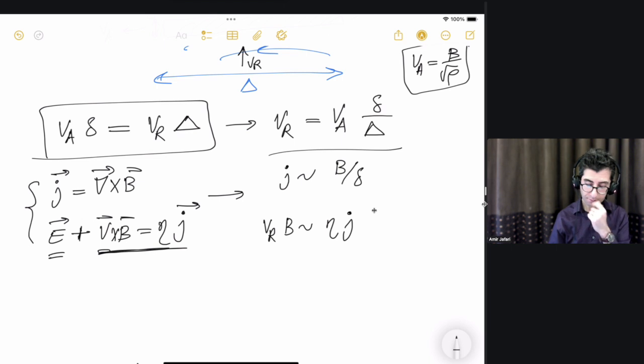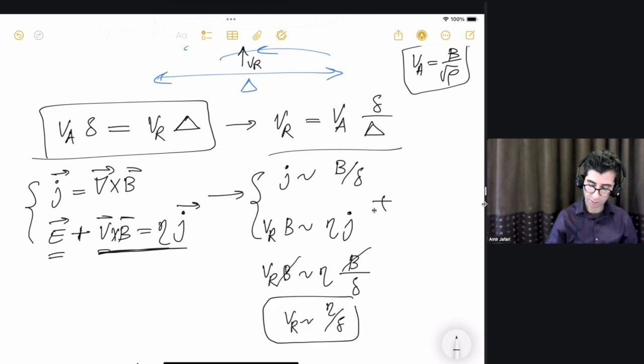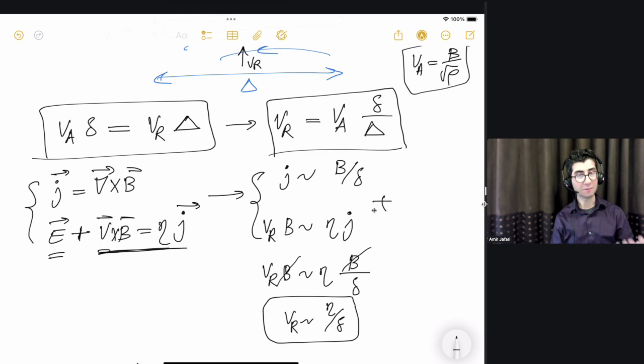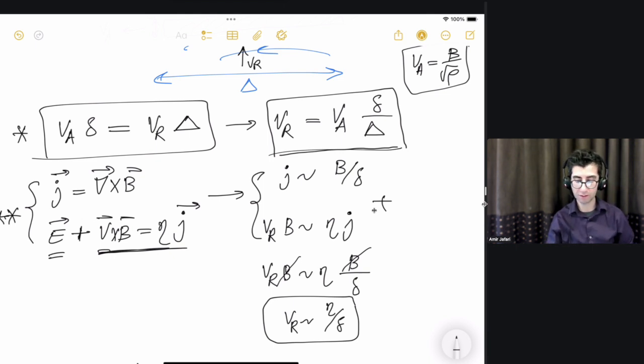Okay, now you get these two relations, and if you combine them, what you get is VR B is eta times, instead of J, B over delta. You can get rid of the B's. VR is eta over delta. Okay, so you get this estimate for VR from electromagnetism, from plasma physics, and conservation of mass gives you another relation for the reconnection speed, which is here. So this is relation 1, this is relation 2.